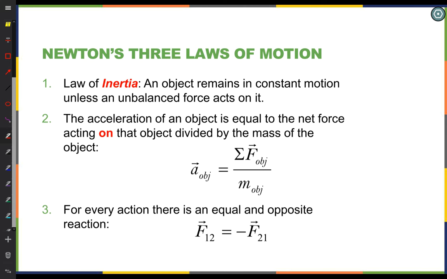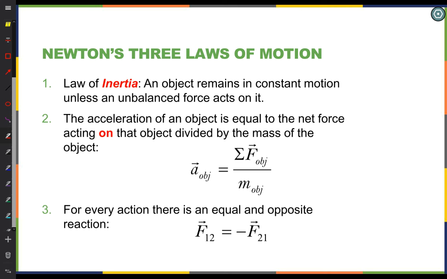Inertia is the propensity of something to stay in constant motion. Constant motion means constant velocity, no change in speed and no change in direction. And so that law of inertia says an object remains in constant motion unless an unbalanced force acts on it. Does anybody know how you measure inertia? Mass. Mass is the measurement of inertia.